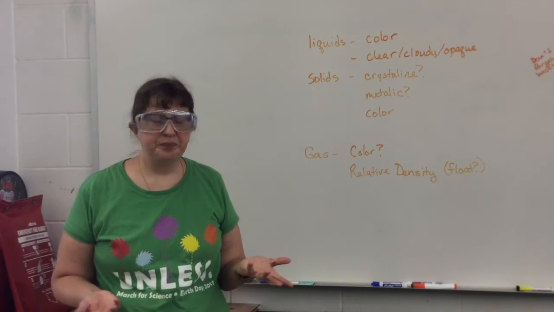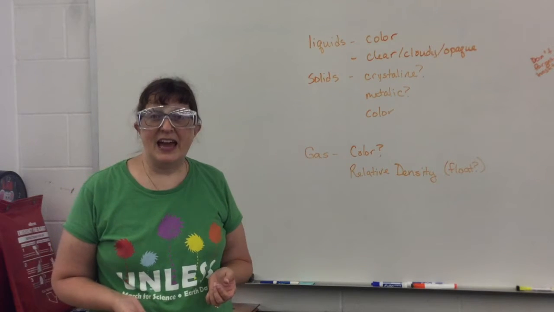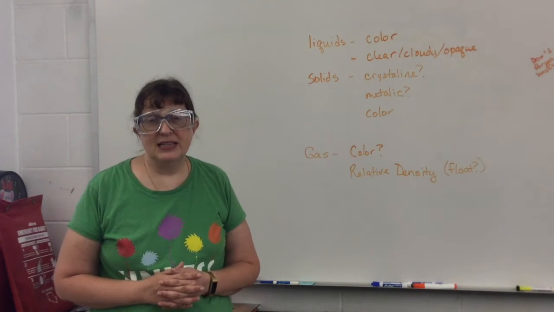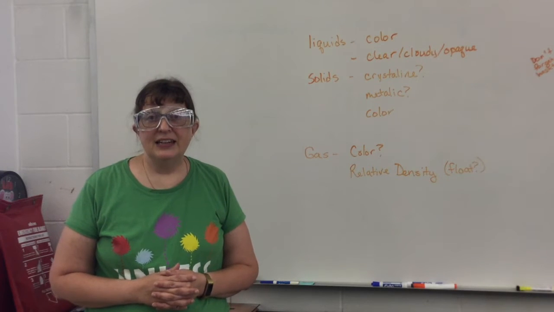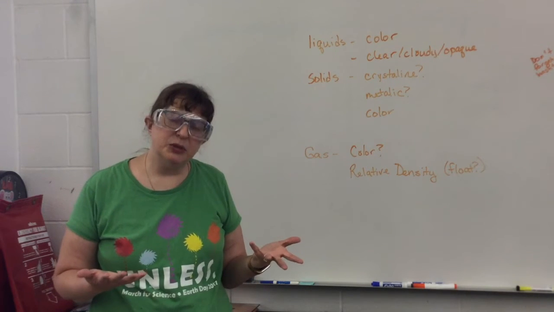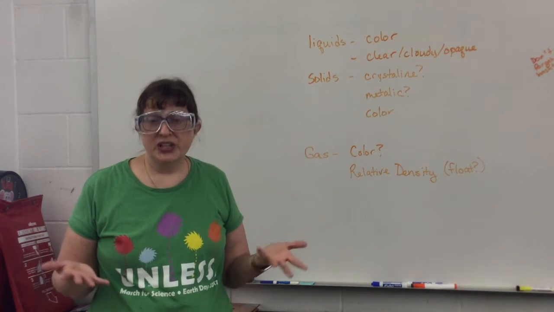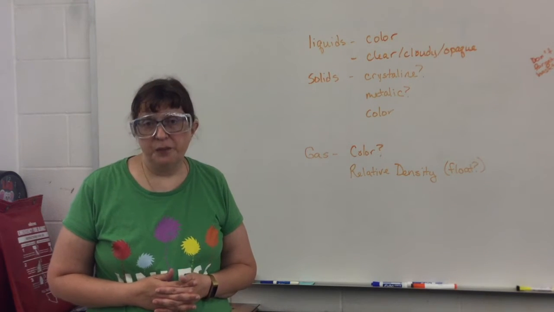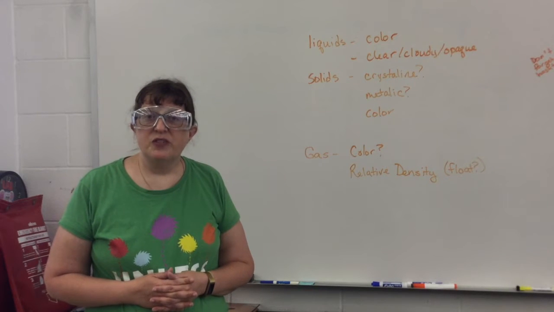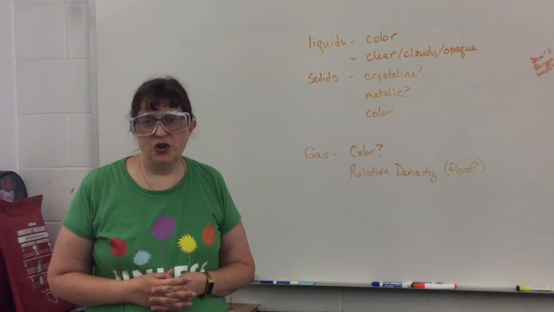And then if you have a gas, as you might have with your elements at the beginning, you might want to notice if the gas has a color and if that gas, which is probably in a balloon, floats or doesn't float. And what does that tell you about the relative density compared with air? So these are the kinds of observations you want to make sure that you have in your notebook.